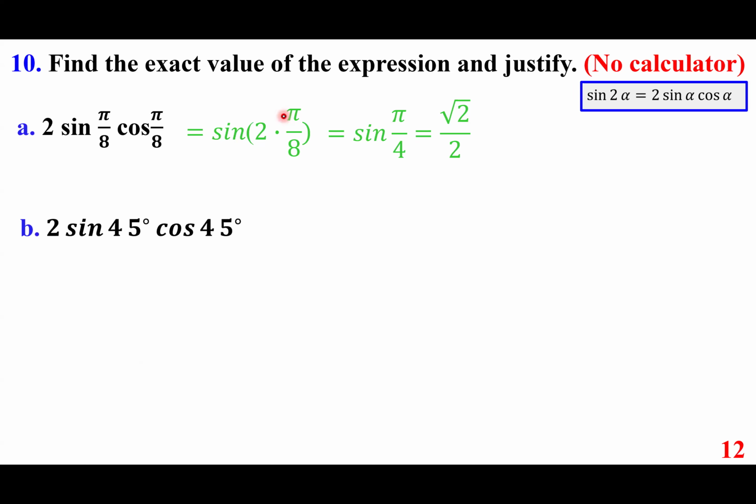Same thing here. We follow the double angle formula, and this becomes sine of 2 times 45 degrees. And 2 times 45 is 90. Sine of 90 is 1.